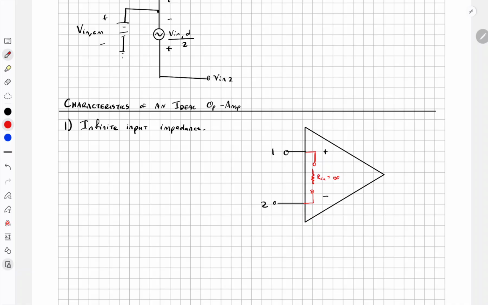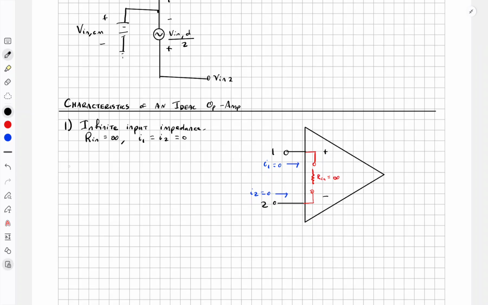So if R in is infinity, or the open circuit, then the current going in 1 is equal to 0. There's no current going there, and likewise there's no current coming out of it either. Both are 0. So what does this mean? Infinite input impedance means that Rin is infinity such that I1 is equal to I2 is 0. There's no current going into the input of the op-amp.